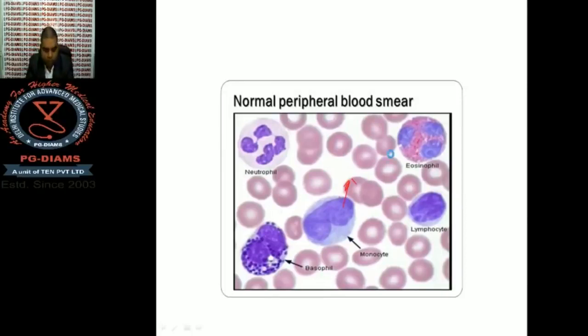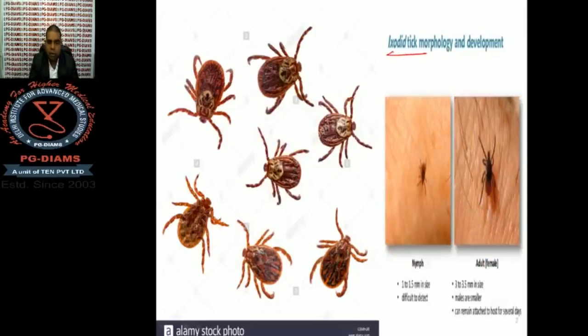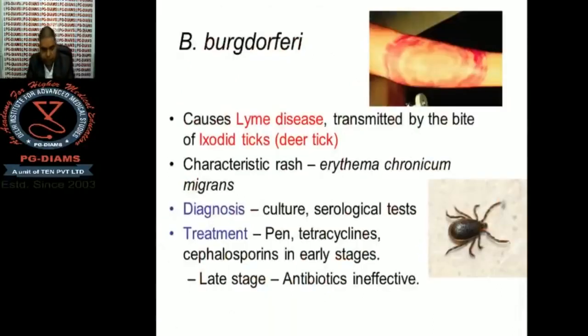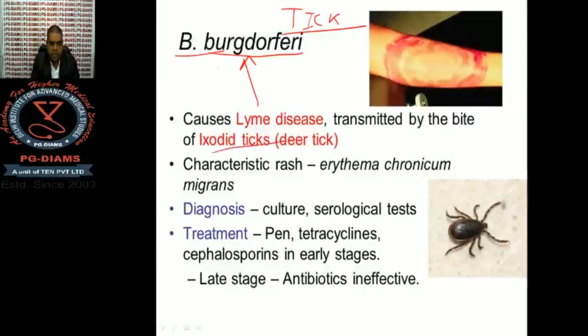Okay. Now, this is the diagram of the ixodid tick. The ixodid tick looks like this when seen on your body, and when seen under a microscope it looks like this. So as I told, the ixodid tick transmits 2 diseases. One is Lyme disease, which is caused by Borrelia burgdorferi. This is transmitted by the ixodid tick, and the second is babesiosis, which is again transmitted by the tick.